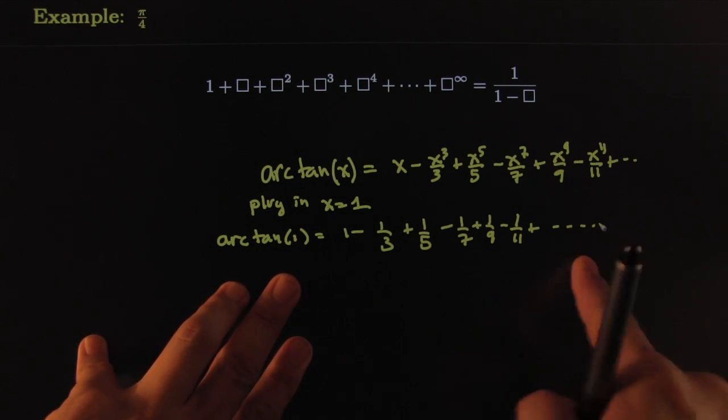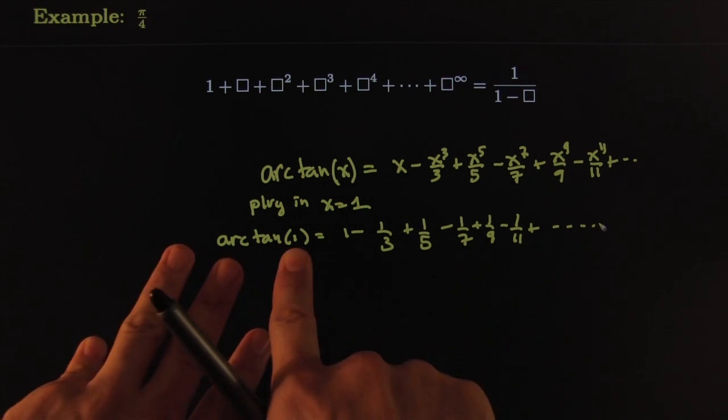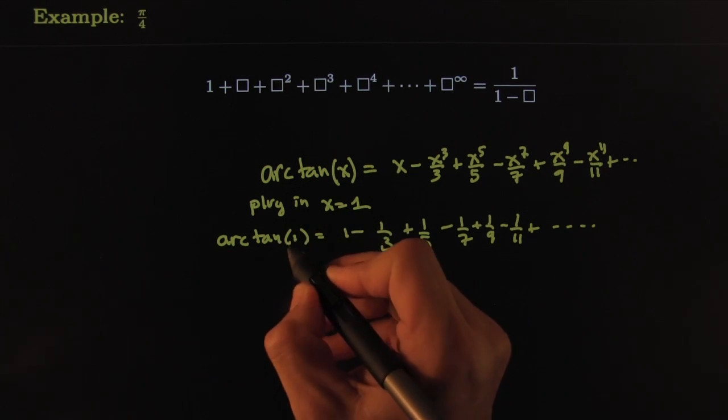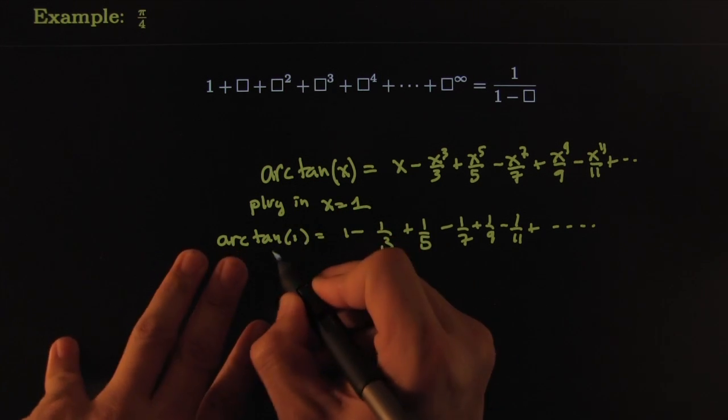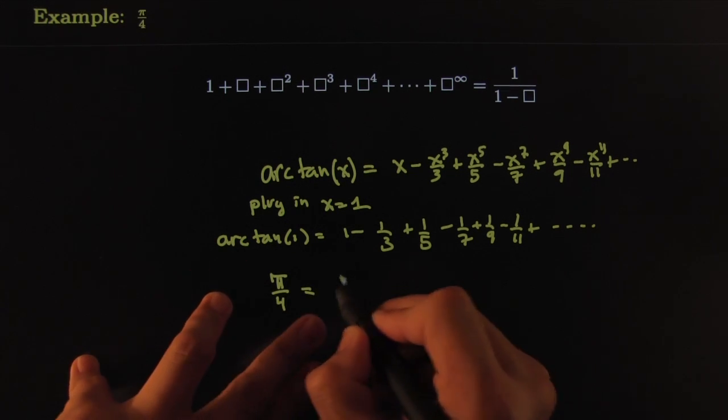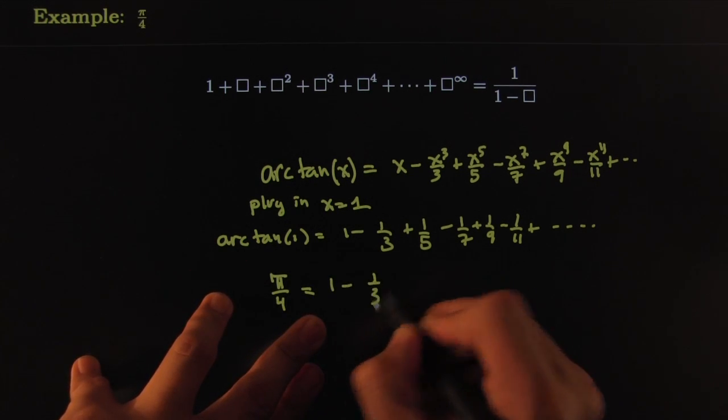Well, what does that mean? That's just a bunch of fractions. But on the left-hand side, what's the arctangent of 1? It's the angle where the ratio is 1 to 1, opposite over adjacent. That angle is well known to be 45 degrees, or pi over 4. And look at this right here.